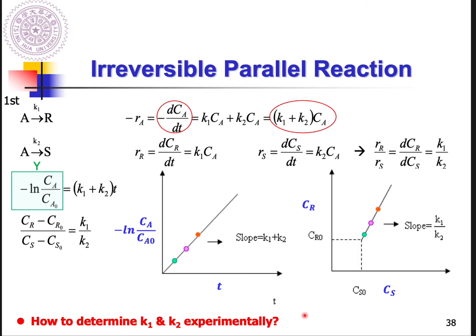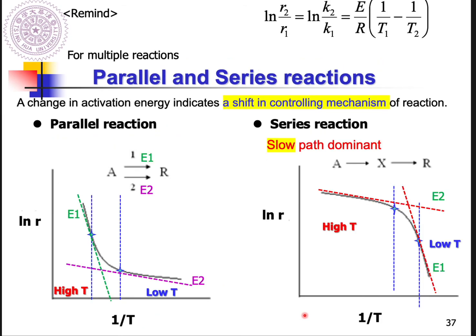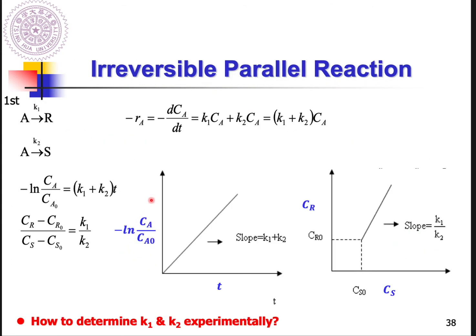in irreversible parallel reactions. But don't forget, you first need to determine whether your reaction belongs to parallel reactions. You need to measure the log rate at different temperatures. First you need to know this, then you can determine K1 and K2.